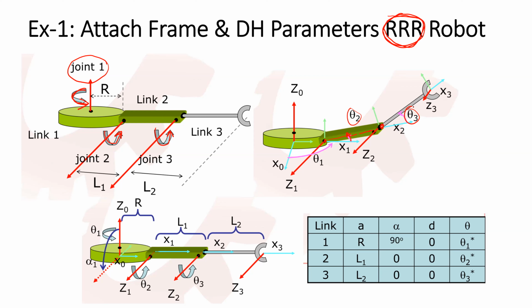And how can we attach the frame to the robot? Before attaching the frame, one good recommendation is, instead of drawing the robot in the home position like this, let's try to redraw the robot in a posture where we can see the angles. Let's draw the robot in a posture where we can see the value of the angles.